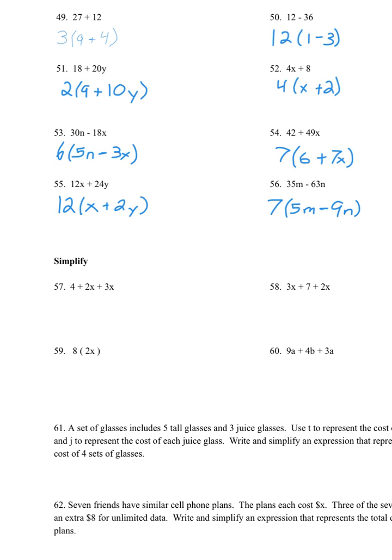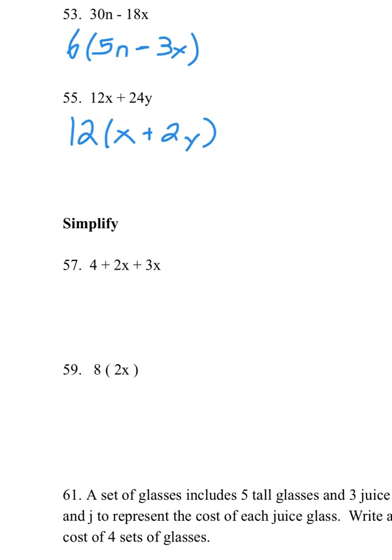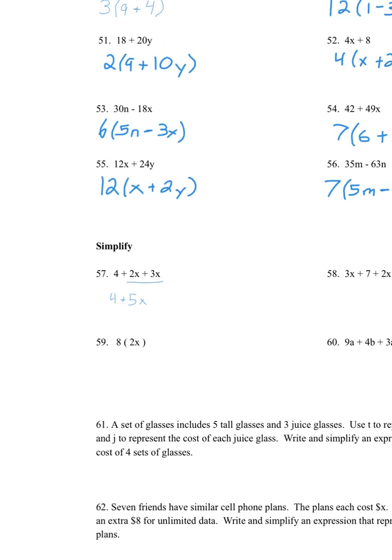On to the next section, we are simplifying, and this section focuses more on combining like terms. So in number 57, we have two like terms. We have coefficients that carry an x. So we can combine 2 and 3 x's to get 5x, and then our 4 is going to stay alone because there's nothing else that it can combine with. Those are not like terms, so that is what we're going to leave it as.